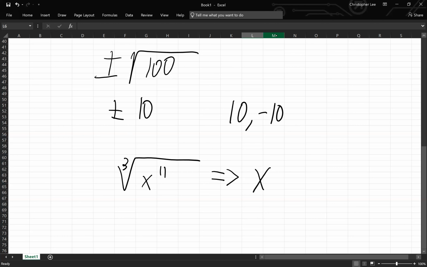You did it yesterday. No, not 3 over 11. What is it? 11 over 3. Right? The power on the radicand is the numerator and the index is the denominator. That's it. Go ahead.